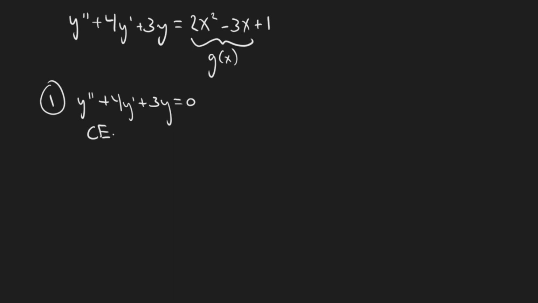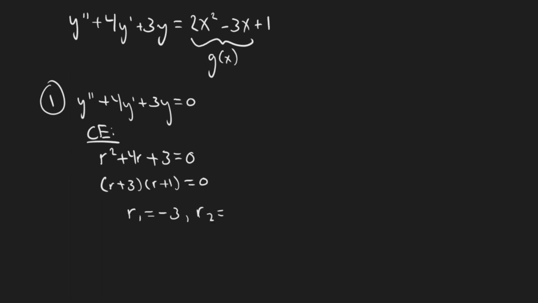So the characteristic equation is going to be r squared plus 4r plus 3 equals 0. And here we just need to solve for r. So in this case, we can actually factor this, and it's going to be r plus 3 and r plus 1 equals 0, just like that. And those two numbers add to 4 and multiply to 3. So we know that we did that correctly. And this is going to give us a r1 of -3 and a r2 of -1.